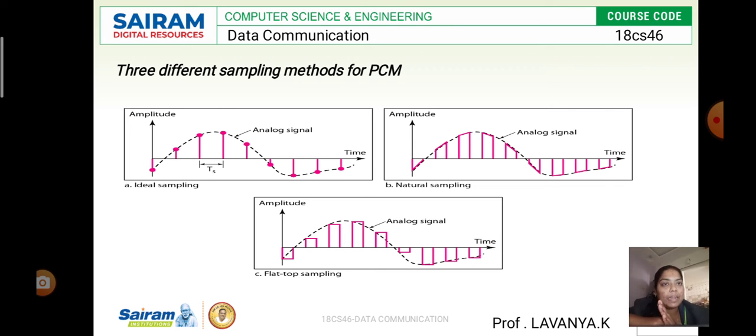This sampling is used for ideal sampling, natural sampling and flat top sampling. We use different sampling mechanisms, but wherever we use different sampling methods, the logic is the same: we always divide the analog signal into vertical form, and each vertical line in the given interval time is the digital output or digital data. This is what actually happens in the sampling method.